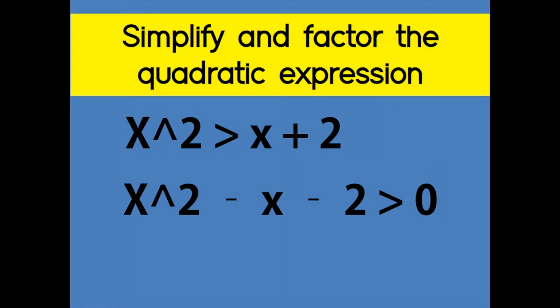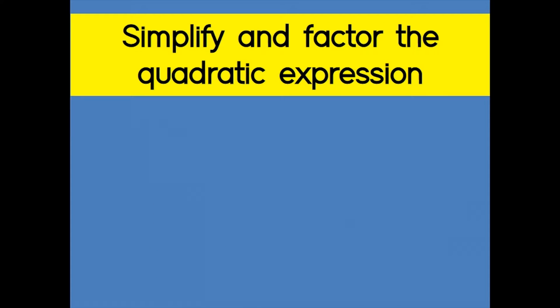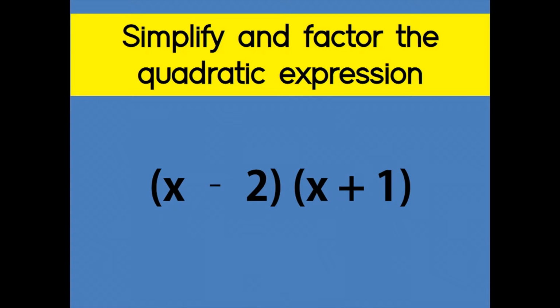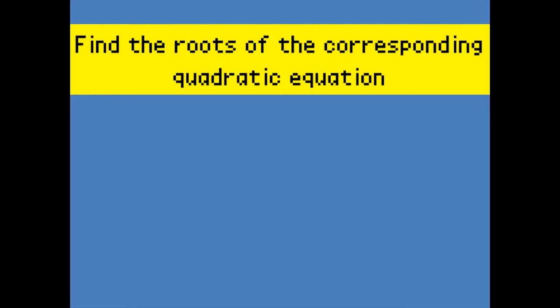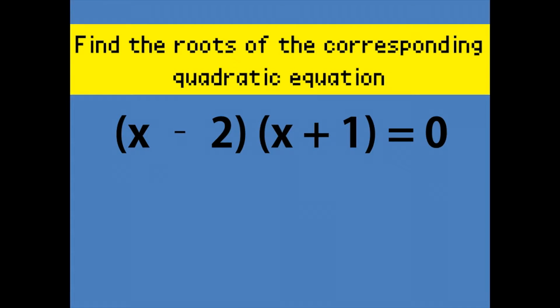Now what we need to do next is to simplify and factor the quadratic expression, which will become x minus 2 multiplied by x plus 1. Now we need to find the roots of the corresponding quadratic equation. So this is x minus 2 and x plus 1 equals 0.